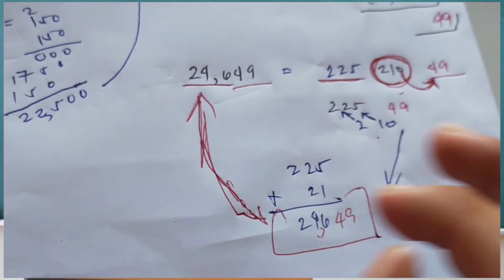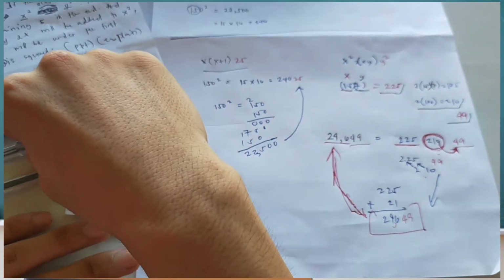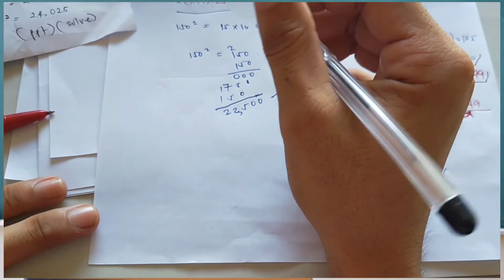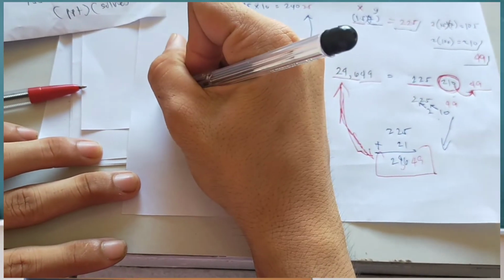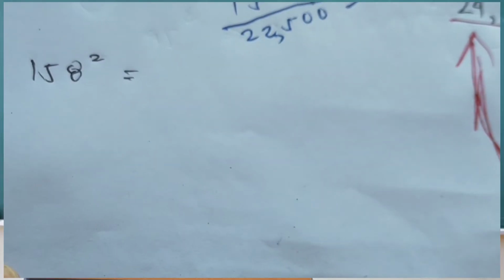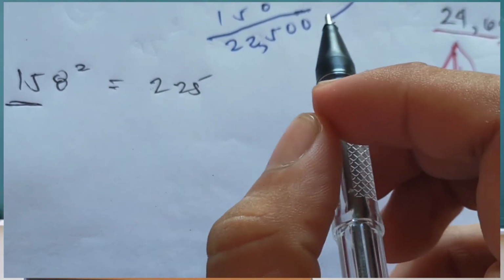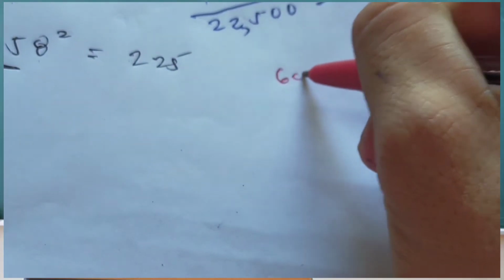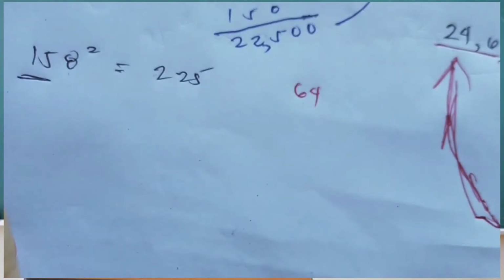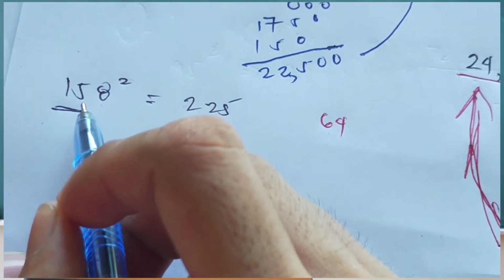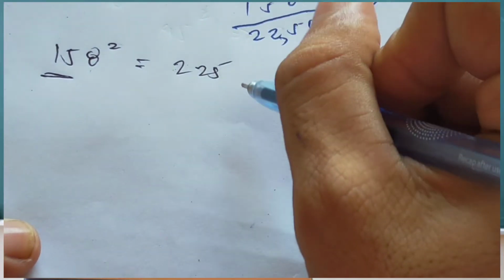So let's have another example. We have 158 squared. So that will be the same process. We have to square 15. So that will be 225. And we have to square 8. That will be 64. And then we have to do 2xy. So 15 times 8 will be 120. 120 times 2, we have 240. So 0 and then 4 and then 2.